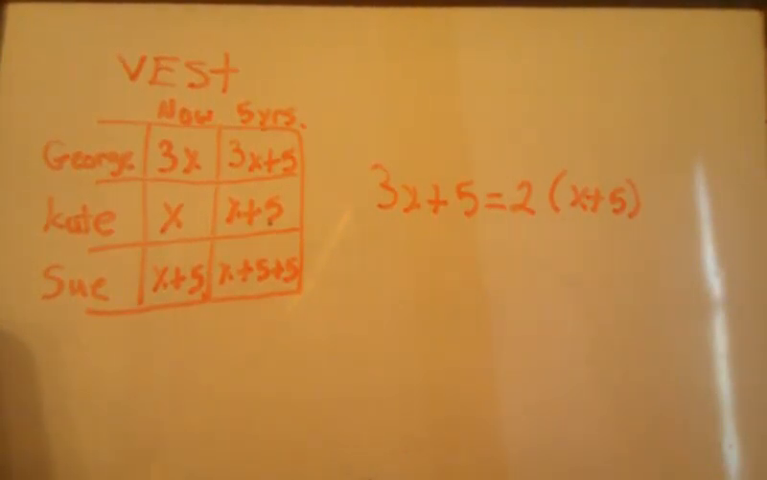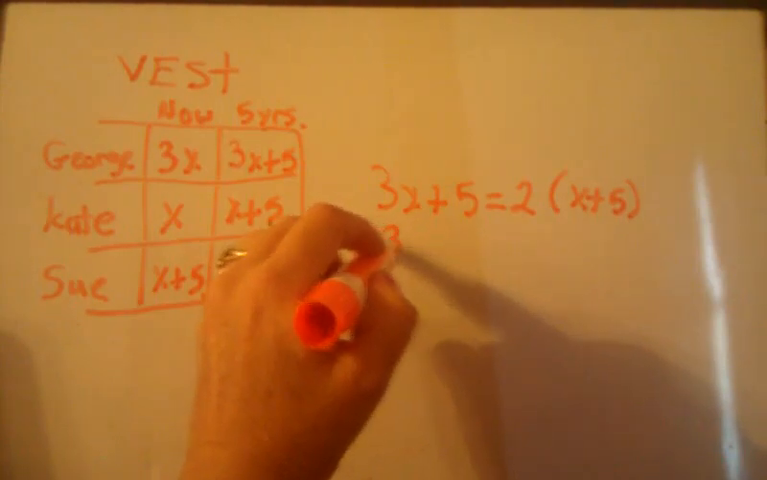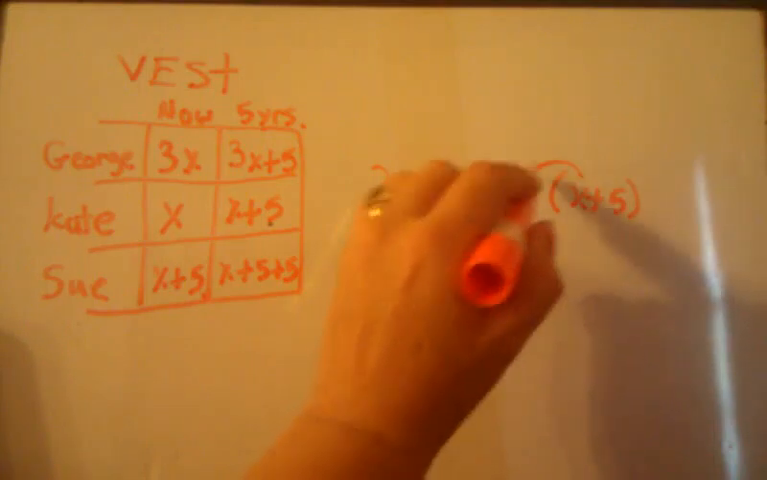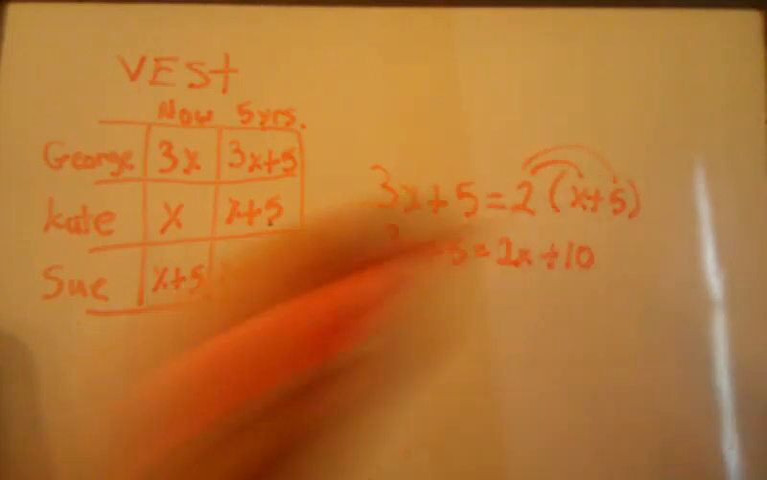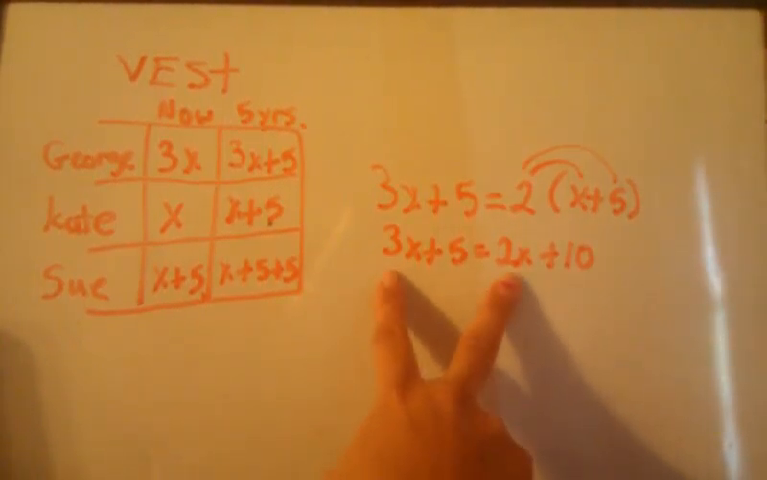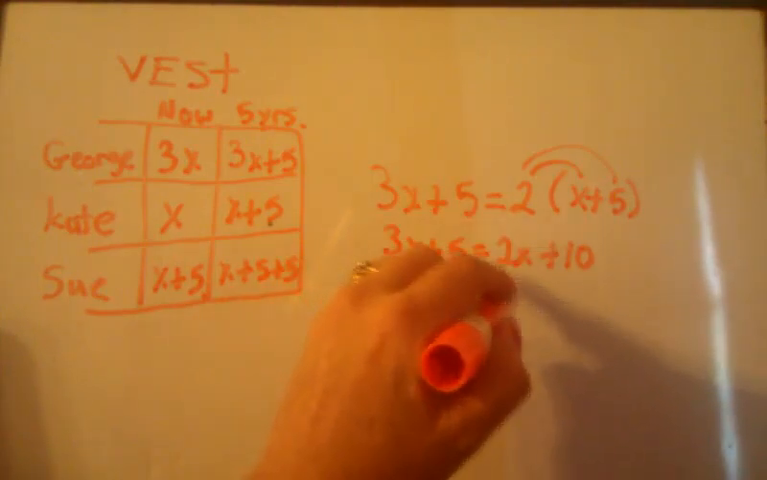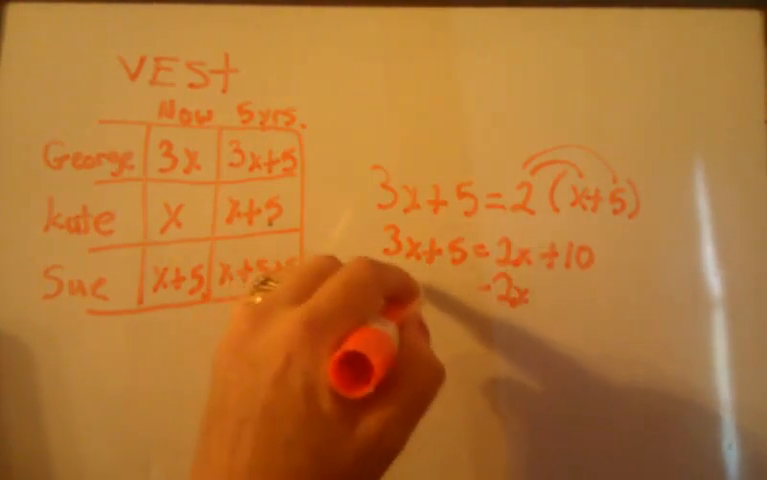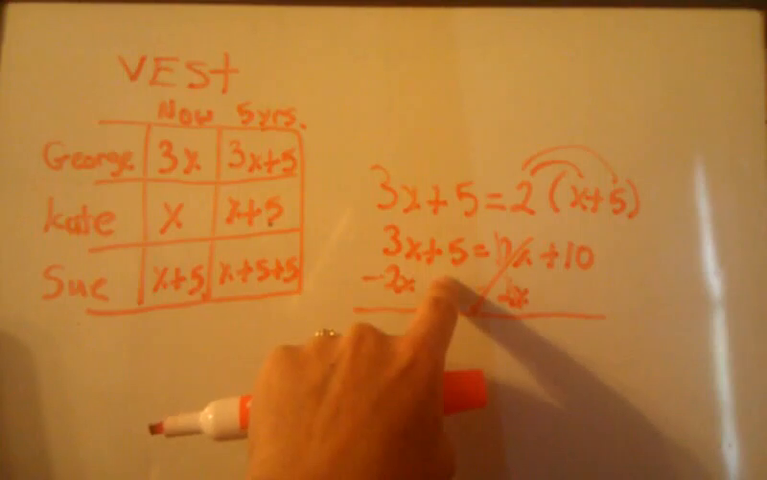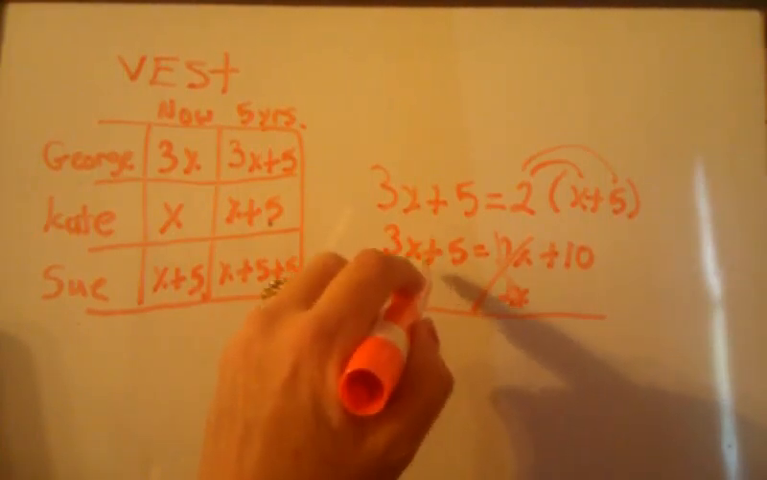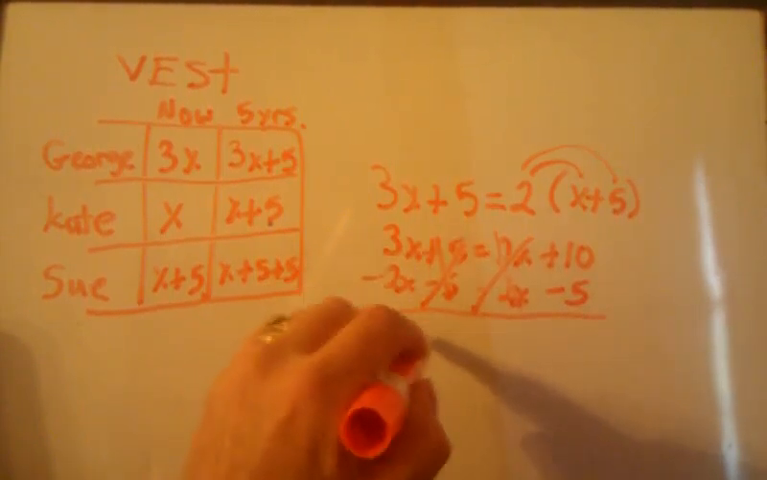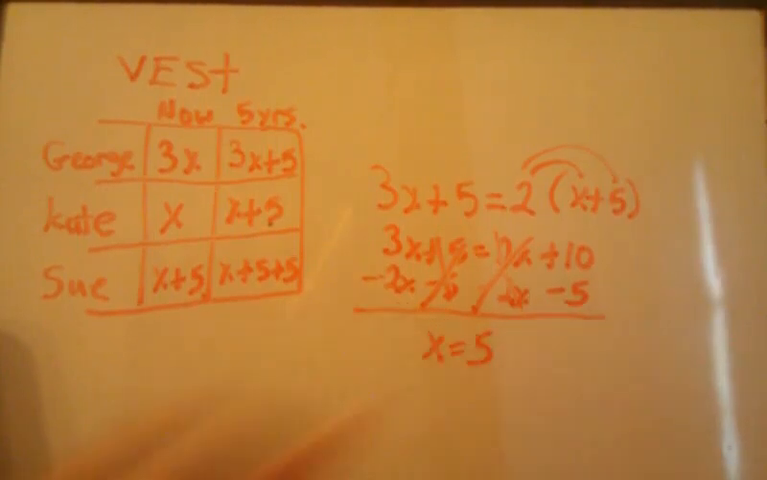Now I need to solve the problem. First I have to take care of the parentheses. 3x plus 5 equals 2x plus 10. Okay? Look at my x's. 2 is smaller, so I'm going to subtract 2x from both sides. These cancel out. So I need to subtract 5 from both sides, so this cancels out. So I have x equals 5.